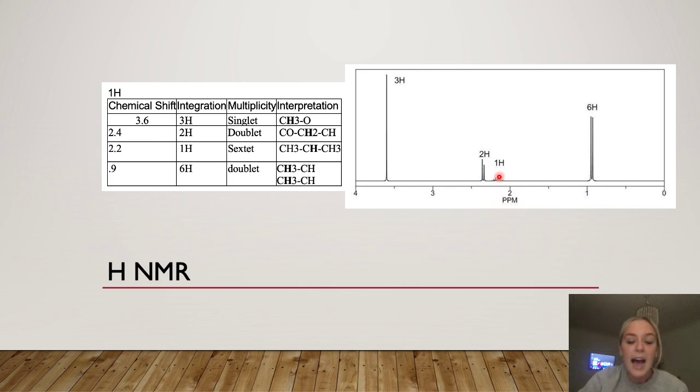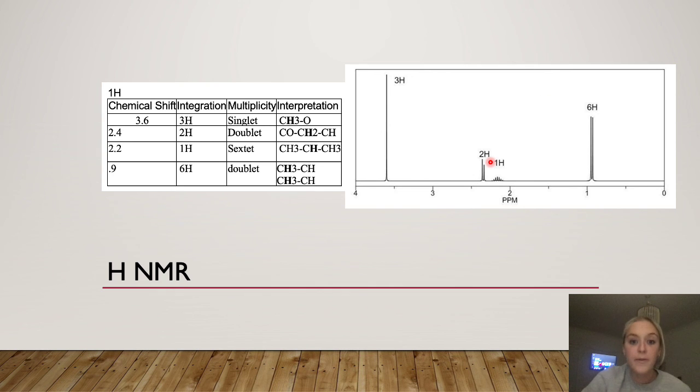And that would mean that there was a CH carbon with 1 hydrogen that is bonded to 2 CH3 groups, which would line up with, right on the next peak here, we have 6 hydrogens, and that's a doublet. So that means it only has 1 neighbor, so this could be the 2 CH3 groups that were bonded to that first CH group, the last thing I mentioned.